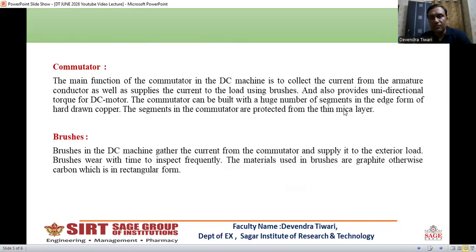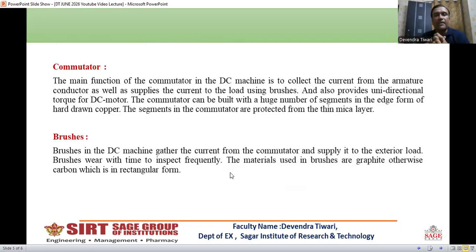So basically the main function of commutator is to convert AC to DC and DC to AC, because this is a machine. So as per the requirement, it will convert both, DC to AC as well as AC to DC. Now brushes in DC machines gather the current from the commutator and supply it to the exterior load. The main function of brush is to collect current from the commutator and supply to the exterior circuit.